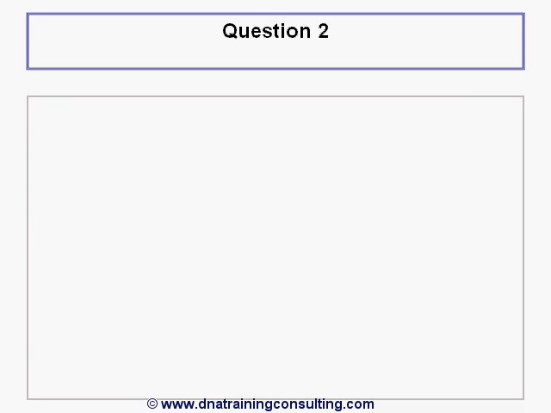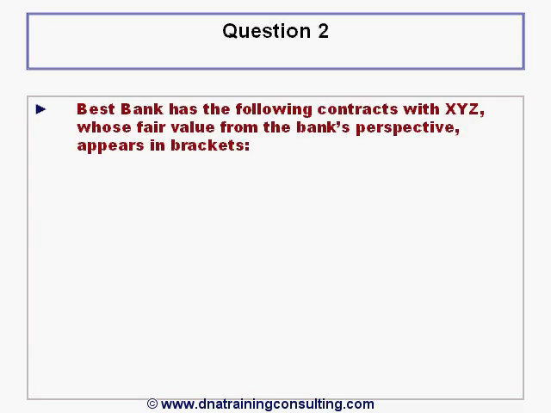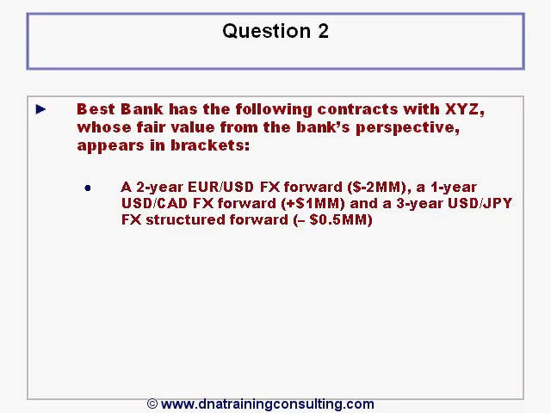Question 2. Best Bank has the following contracts with XYZ, whose fair value from the bank's perspective appears in brackets. A 2-year Euro-Dollar FX forward, a 1-year US Canadian Dollar FX forward, and a 3-year US Dollar Yen structured FX forward.